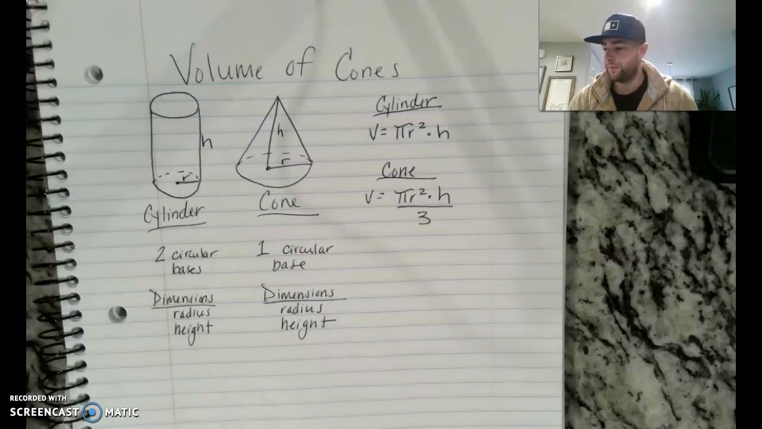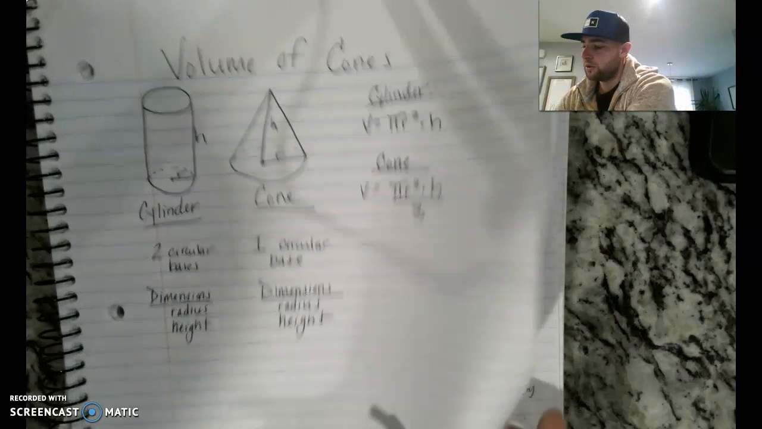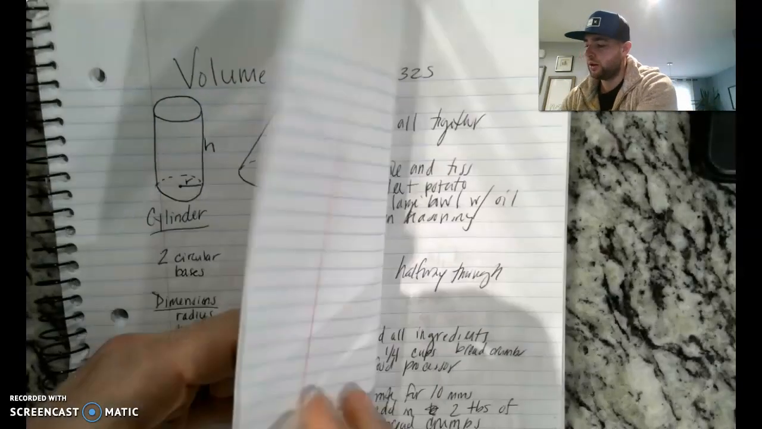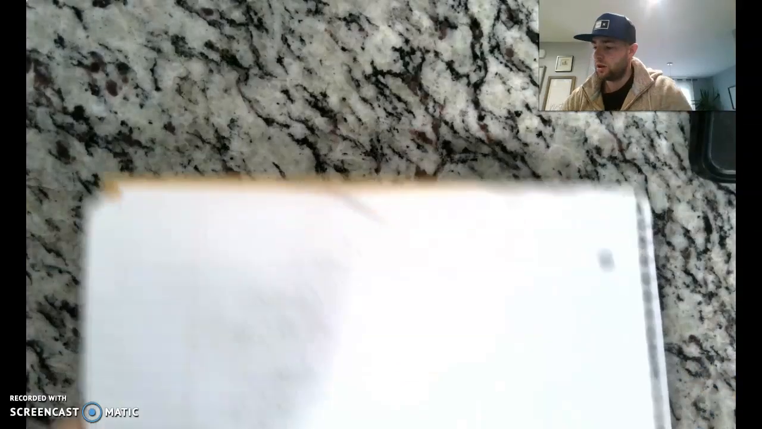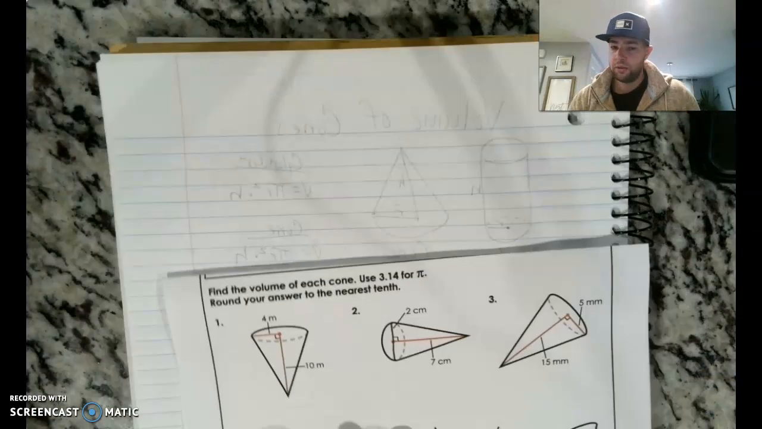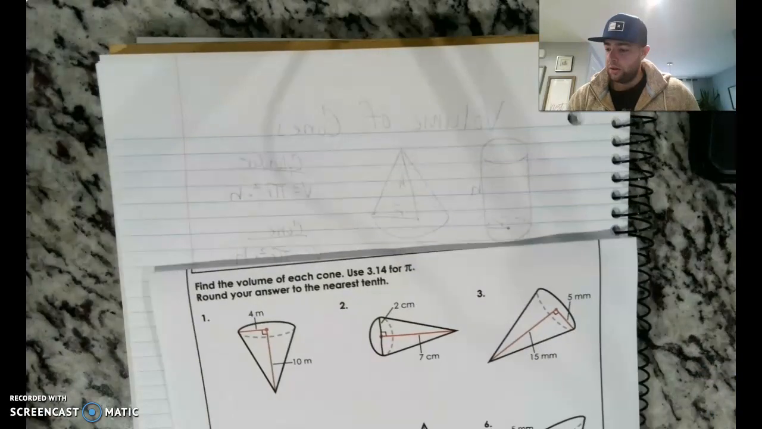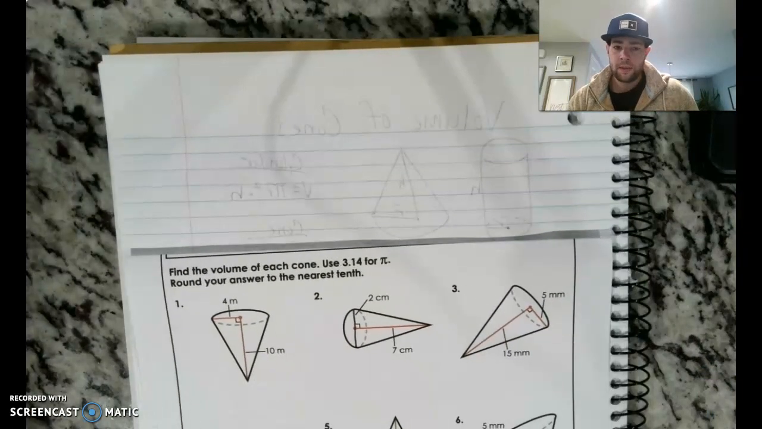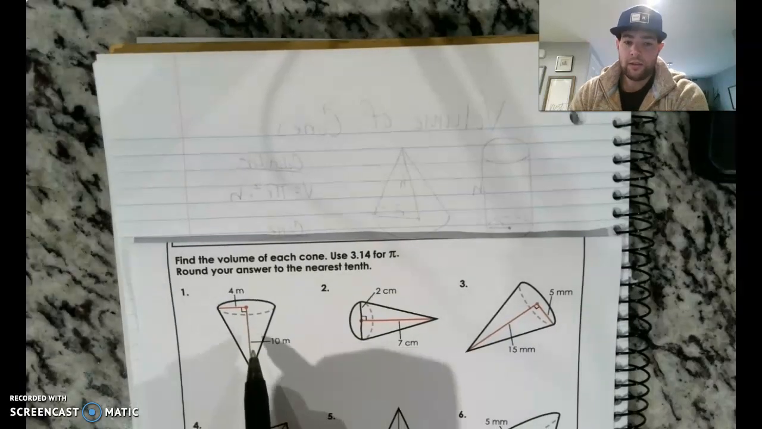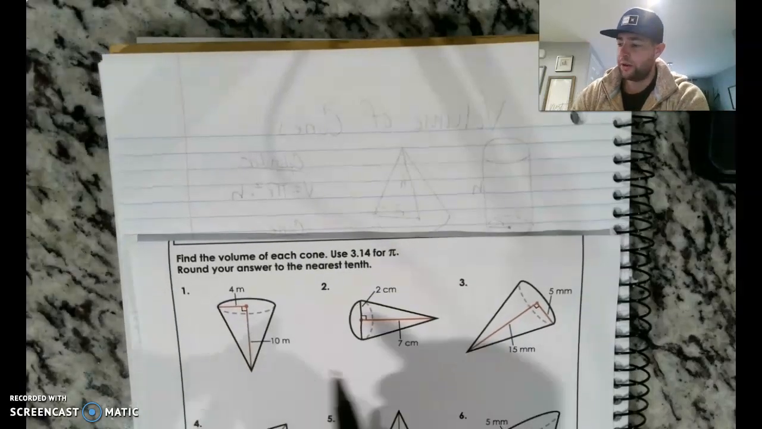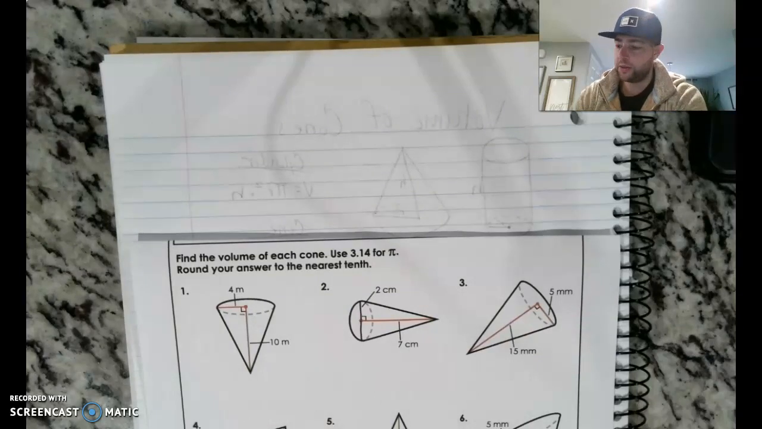Alright, so without further ado, we're going to look at a couple examples together. I have 3 examples I want us to look at. So I printed out a couple. So for number 1, looking at this cone, you'll notice that for 1, 2, and 3, all the cones are facing a different way. Sometimes they're upside down, sometimes they're facing to the right, even sometimes they're given to us as diagonals.